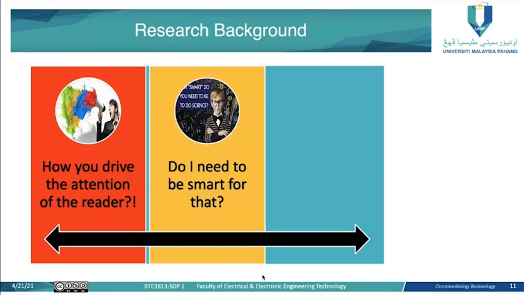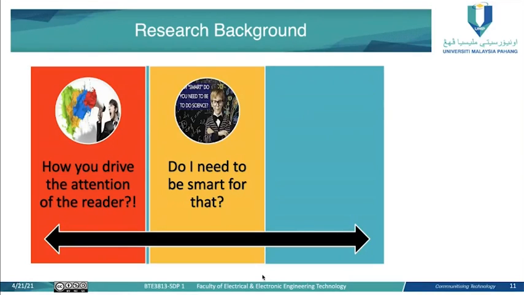So do I need to be smart for that? You need to be smart to find which sentences you need to put in your research background. Because if you just copy and paste from other work, if you do not know which part in the paper represents the background, this is a big issue.